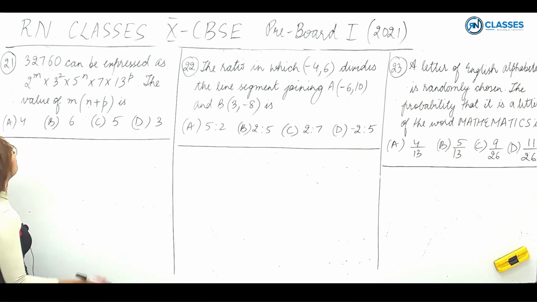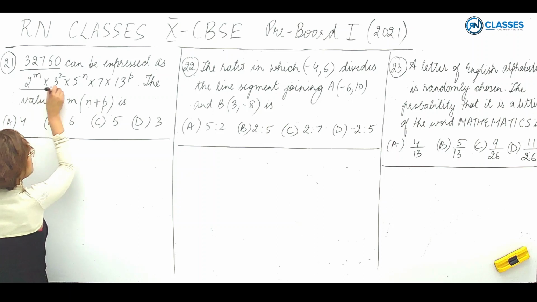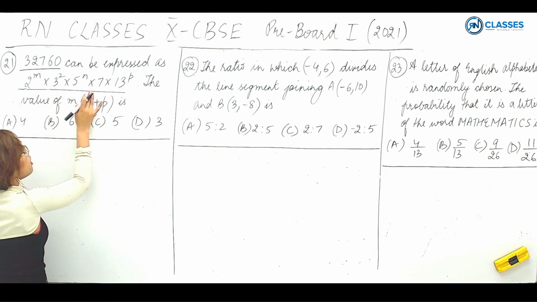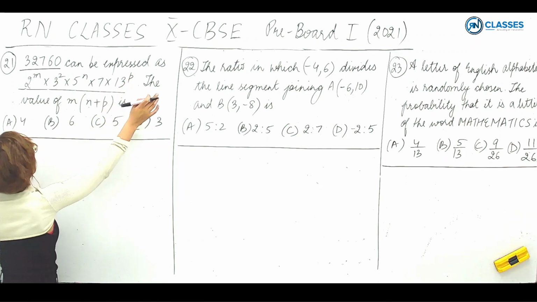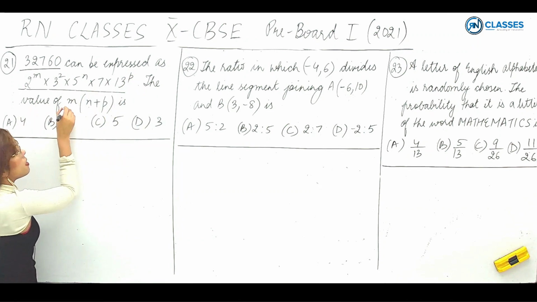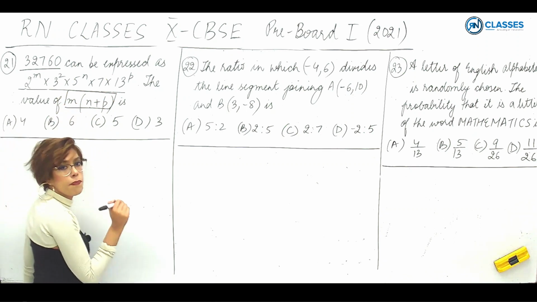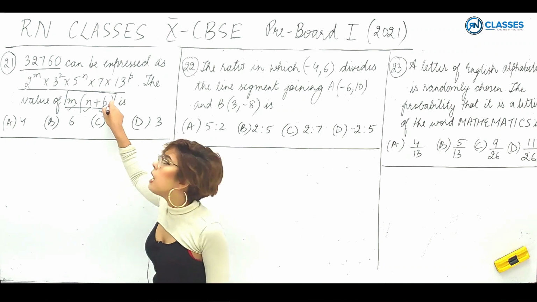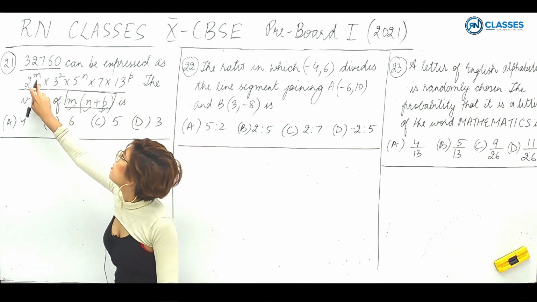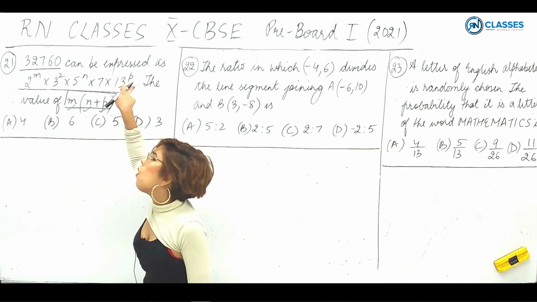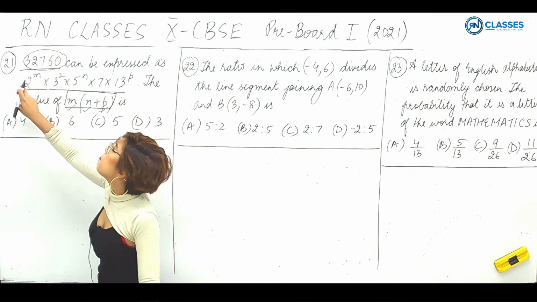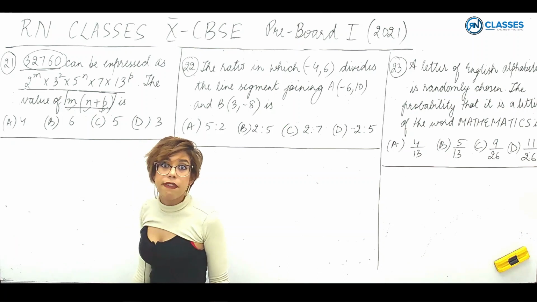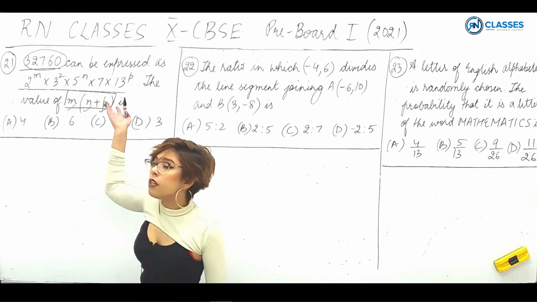Question number 21. Now he says this number can be expressed as this. As in 2 raised by m into 3 square into 5 raised by n into 7 into 13 raised by p. The value of m into n plus p is. I need to find the value of this expression. I can find the value provided I know the value of m, n and p. Right? That I can assert from here because m is here, p is here. Now I can see that this number has been prime factorized. Right? I think we are in class 10. We know how to prime factorize a number. Anyway, hints are given to us.